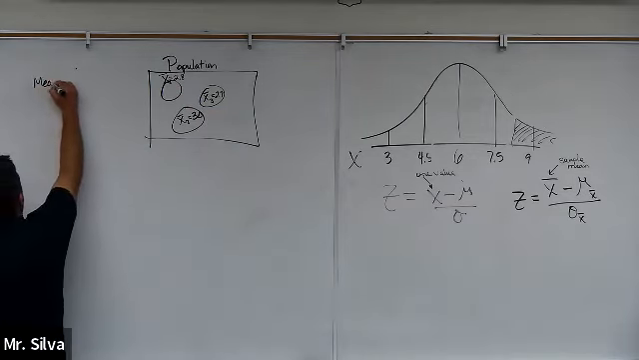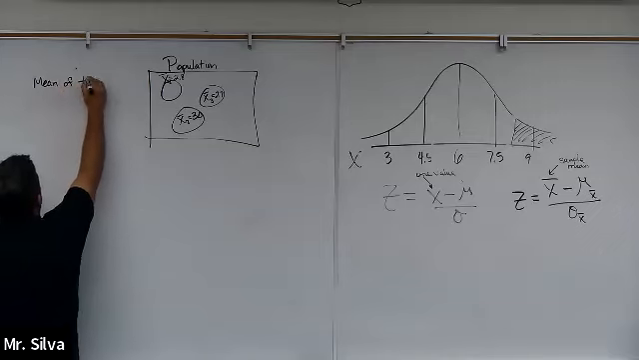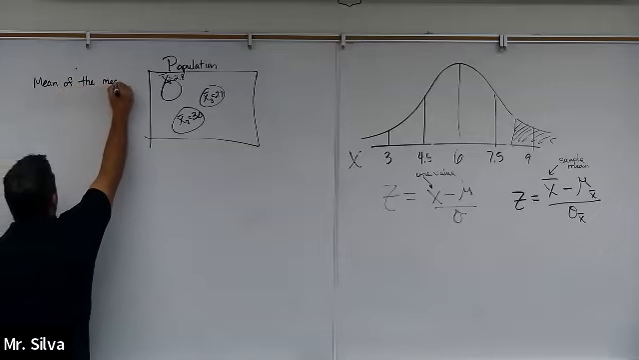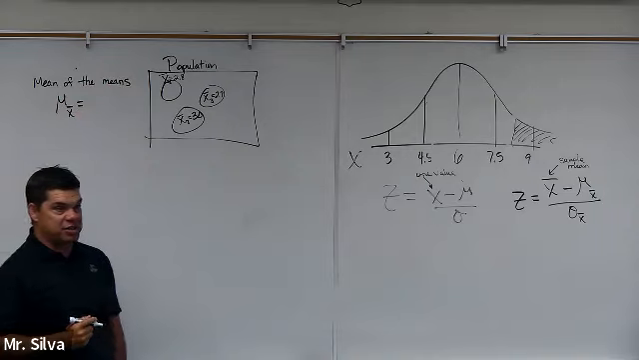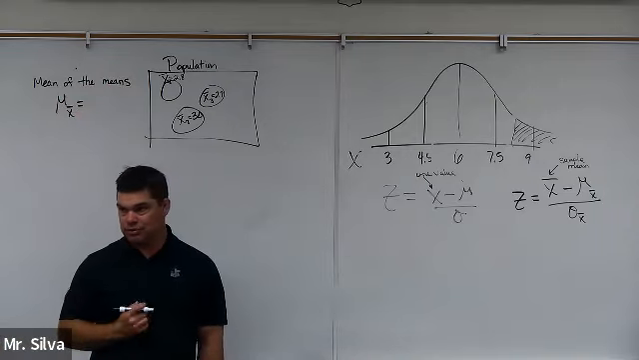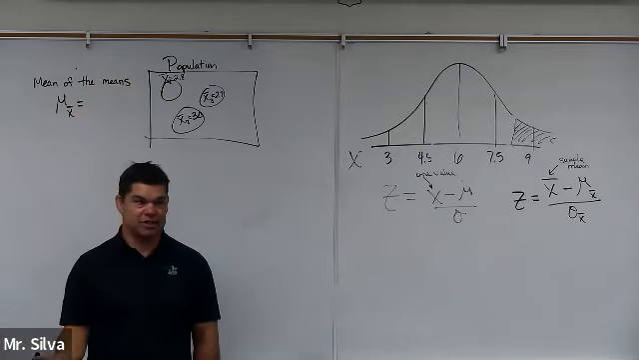Mean of the means. And the symbol is mu X bar. How is the average of a population determined anyways? How'd they get the average amount of apples consumed in a year?